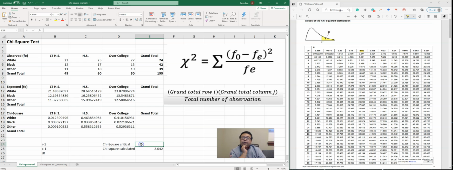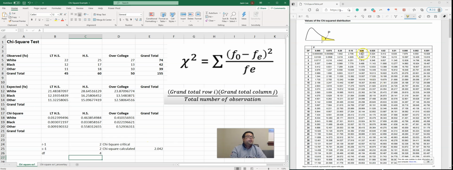And let's find the chi-square critical. So r minus 1, where r is the number of rows in this table. There are 1, 2, 3, so that will be 3 minus 1, that will be 2. Columns minus 1: there are 1, 2, 3 columns, and then 3 minus 1 is 2. So degrees of freedom is r minus 1 multiplied by c minus 1. It's too easy, but okay. So 2 multiplied by 2 is 4. So degrees of freedom is 4, and our probability is 0.05.